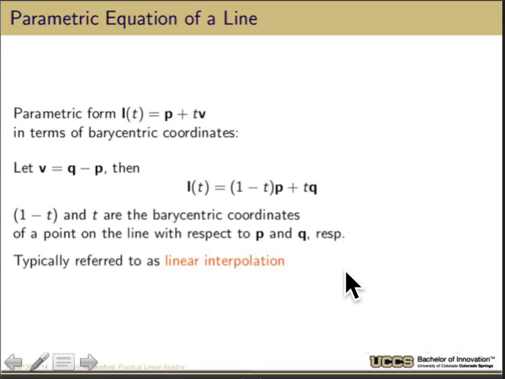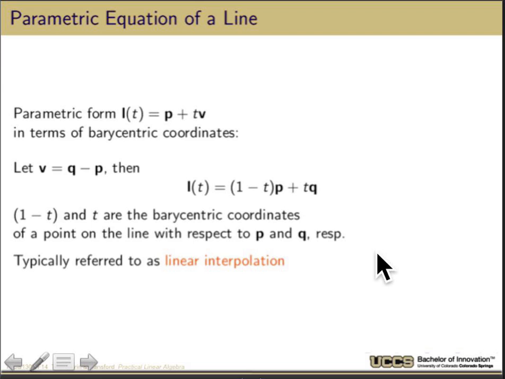So given the parametric form, we can also talk about it in terms of barycentric coordinates. If we think of v as the vector q minus p, then I can also write this as 1 minus t times p plus t times q. So this is a parametric representation where I'm actually representing it not with a vector but with 2 points. And this just becomes an efficient way of representing it given 2 points. I can compute v and then use it, or I can just use this representation. And then in this form, 1 minus t and t are the barycentric coordinates. This type of form is called linear interpolation.